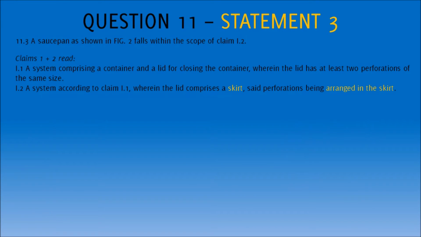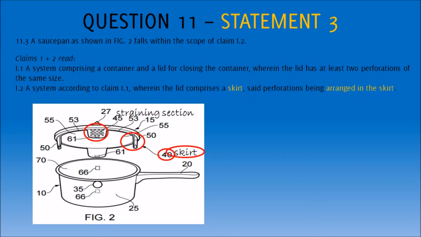Let's go to the third statement of question 11, which reads: a saucepan as shown in figure 2 falls within the scope of claim 1.2. So in the end we have to do the same thing as we did just before, but with figure 2. Here it's a more simplified version, so I haven't written down all the features next to the reference numbers, but of course you could still do that. The important thing here is that the pot or the saucepan pretty much looks the same as in figure 1.